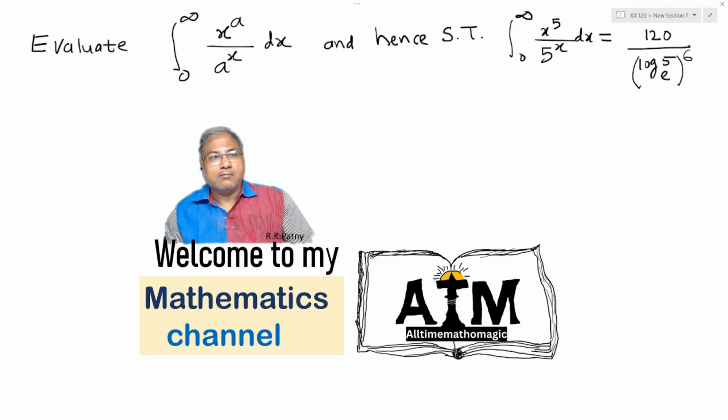Now the question is integral from 0 to infinity of x raised to a divided by a raised to x dx. We have to evaluate this and hence show that it equals 120 divided by (log 5 to the base e) whole raised to 6.